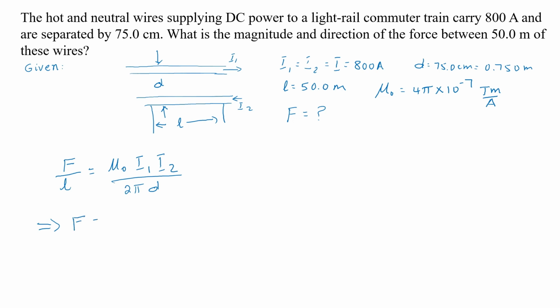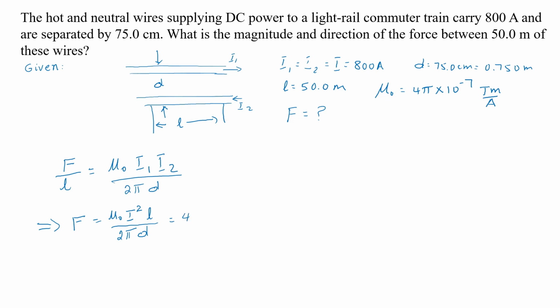equal to mu naught times, now I1 and I2 are equal in magnitude, therefore it can be I squared, multiplied by L, divided by 2 times pi times d. Let's plug in the numbers.